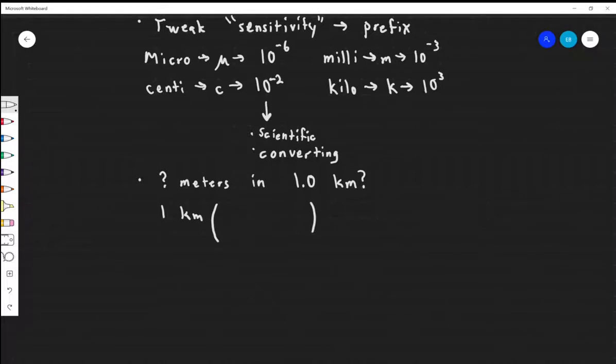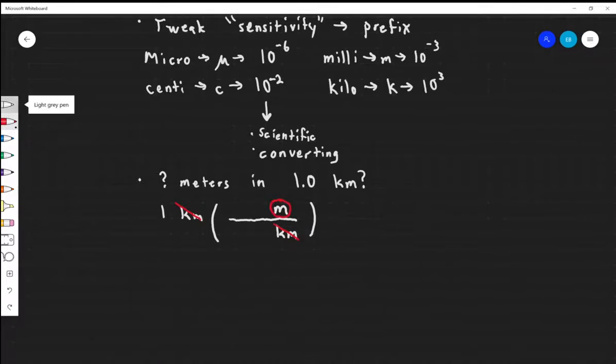So I can multiply this by a number, and as long as this number I'm multiplying by is equivalent to 1, I'm not changing it at all. So what I want to do is get rid of kilometers, so I'm going to put kilometers on the bottom of this fraction. And I want to get it into meters, so I'm going to put meters up top. If I look at just the units right now, without thinking about numbers, I can see the kilometers up top will cancel with the kilometers down bottom, and I'm going to end up with units of meters.